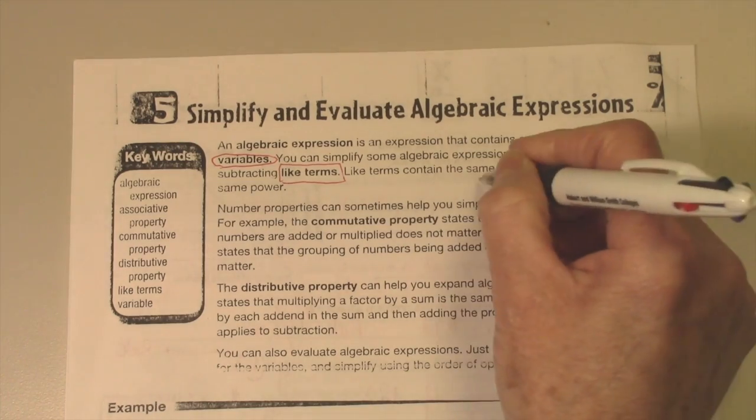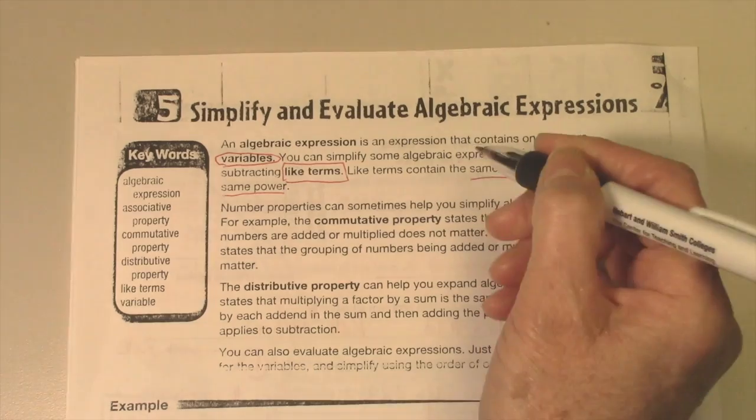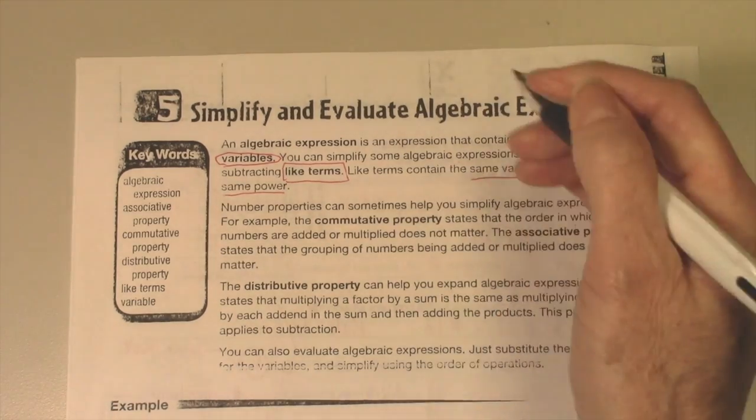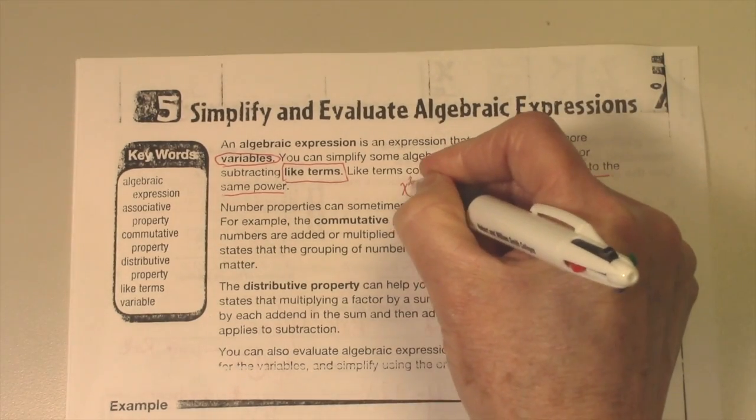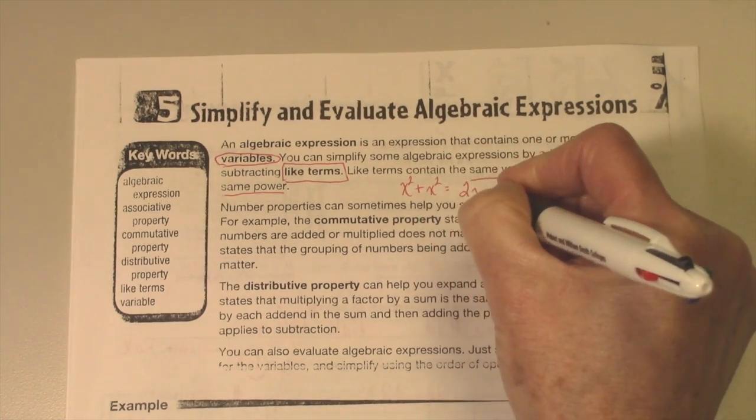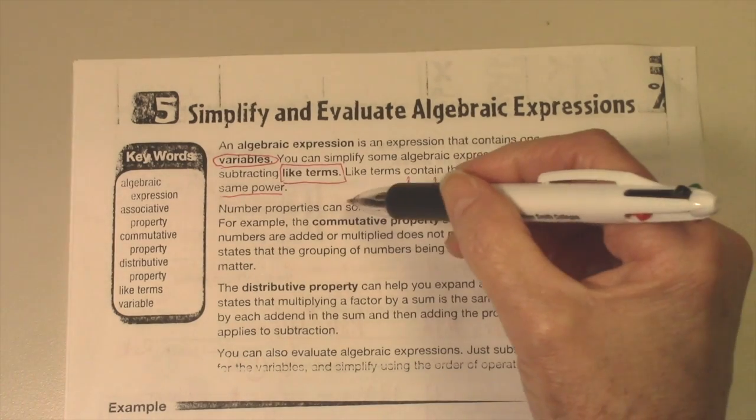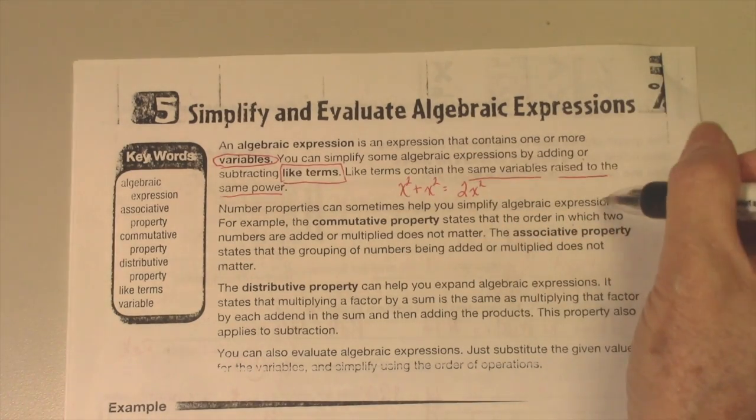Like terms contain the same variables raised to the same power, so exponent. So x squared goes with x squared. X squared plus x squared can happen. This would be 2x squared. Okay? Number properties can sometimes help you simplify algebraic expressions.